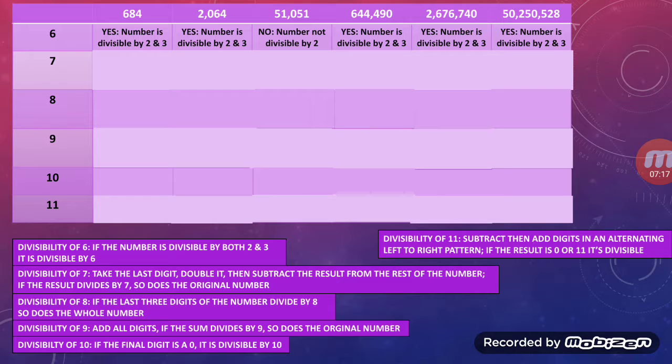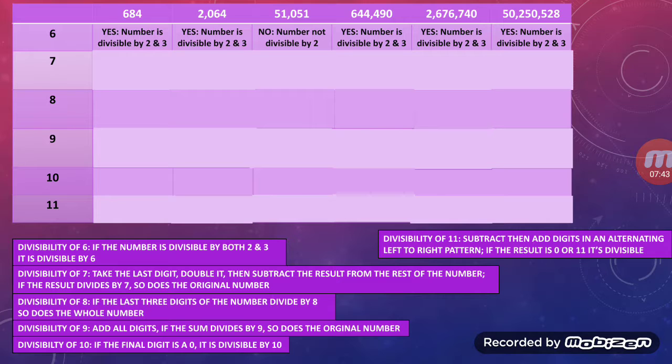Now, moving on to the divisibility of 7 rule, we take the last digit of the number, we double it, and then we subtract that result from the rest of the number. If the final sum total is divisible by 7, then the original number will divide as well. Now that may sound complicated, but I promise you it's not.